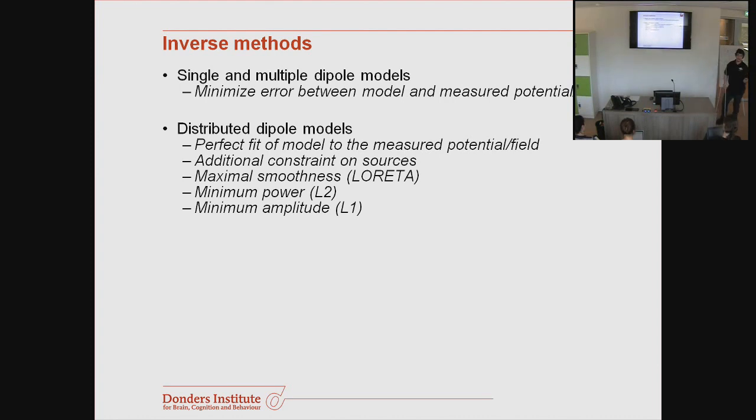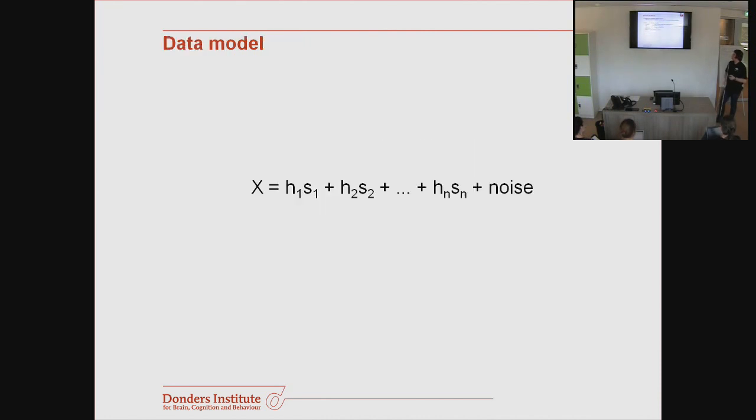Or you might decide to use distributed source modeling, and then you say, well, I will display all the activity, so you do that at once. You make a perfect fit of your data, so explain everything. But as Robert already stressed, there's a problem with this overfitting, so you have to add some additional constraints that allow you to find a unique solution to the problem.